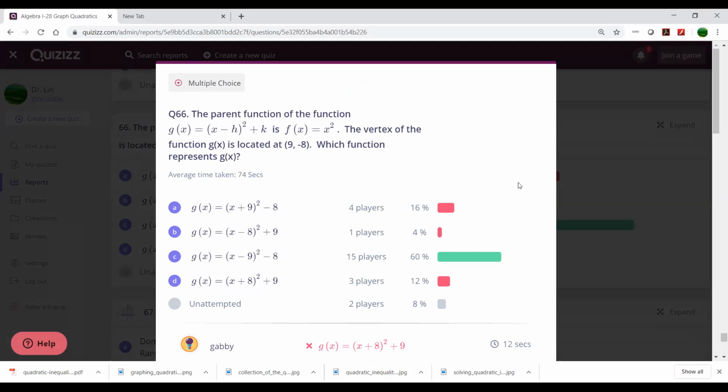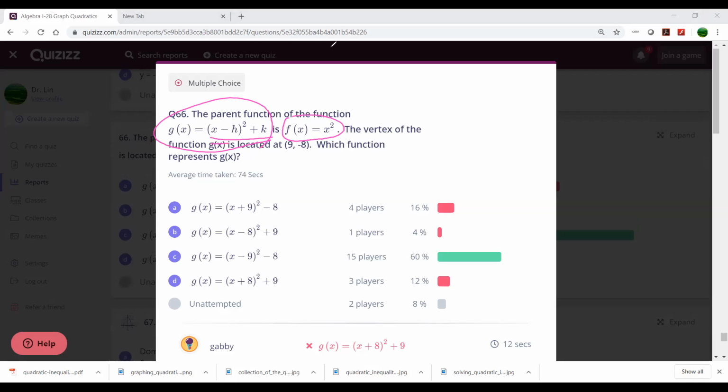This one may be the most challenging one. I surprise you guys do it because this one is called an advanced quadratic question. All right, let's see this one. The parent function of the function is this part. This is the parent function, and this is the actual function. So you can graph this one.